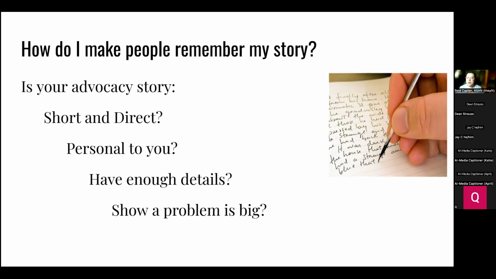So it's finding that balance between giving enough detail to prove your point, but not info dumping. Info dumping can be great sometimes, but in this particular circumstance, we need to focus on being to the point. And then the last thing, as I said earlier, just showing that the problem you're talking about is big, so that your legislator will feel responsible for making it right. And really showing that this is important.